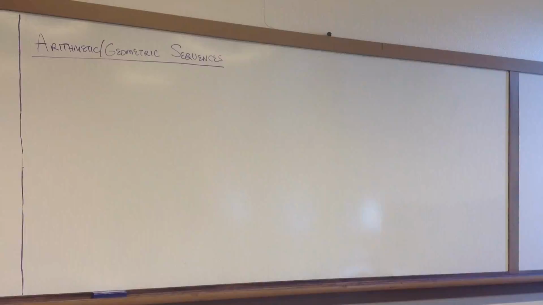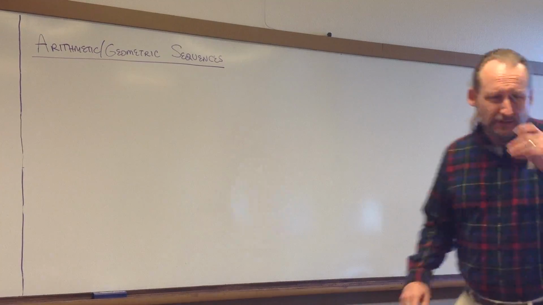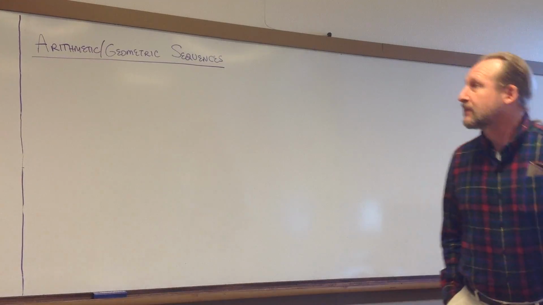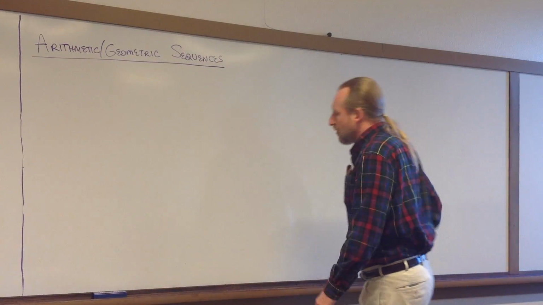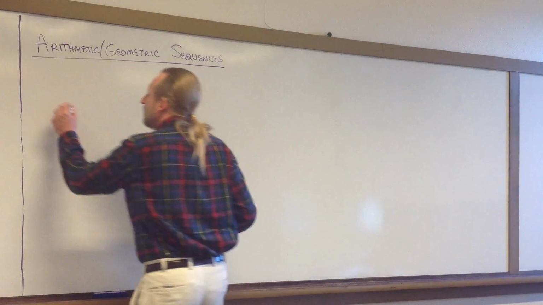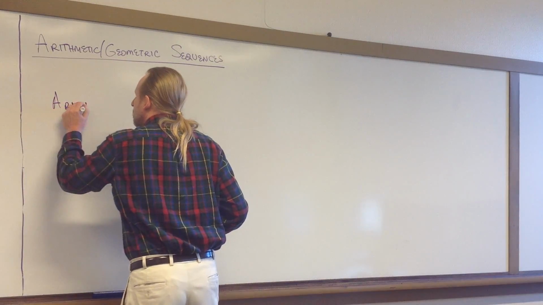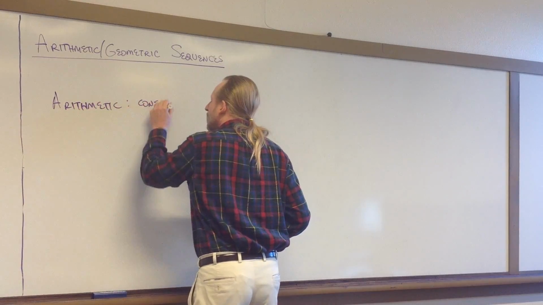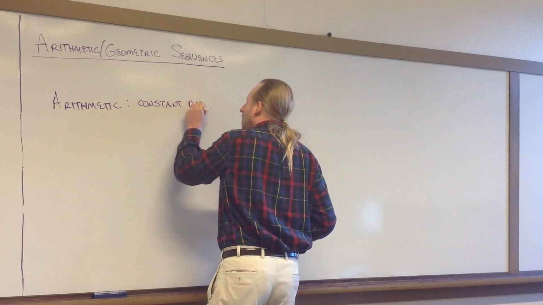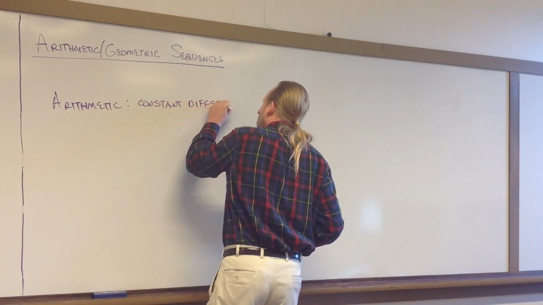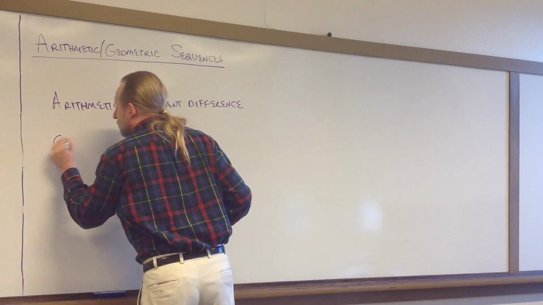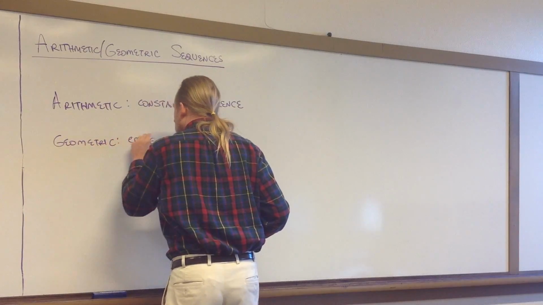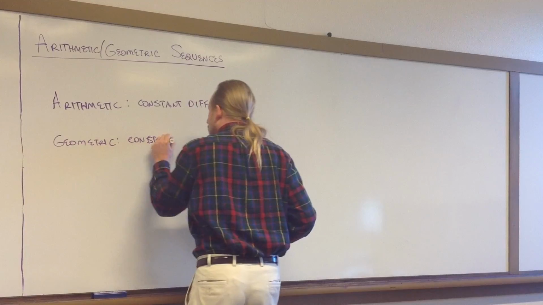This video is for Math 116, and this is for section 3.2 on arithmetic and geometric sequences. And it's pretty straightforward. The arithmetic sequences have a constant difference. And the geometric sequences have a constant multiplier or constant ratio.